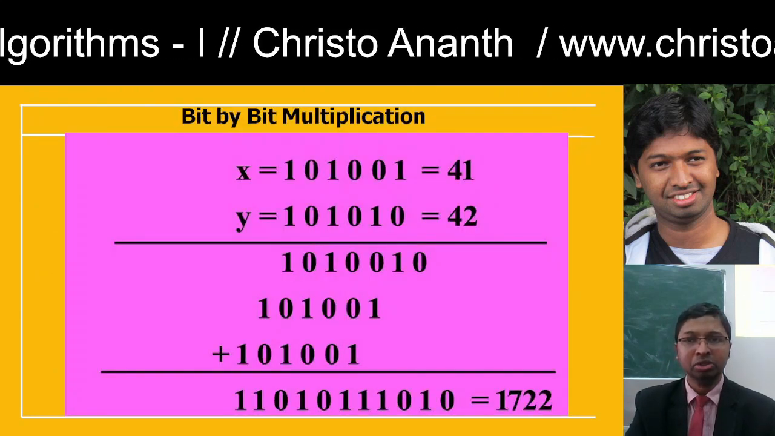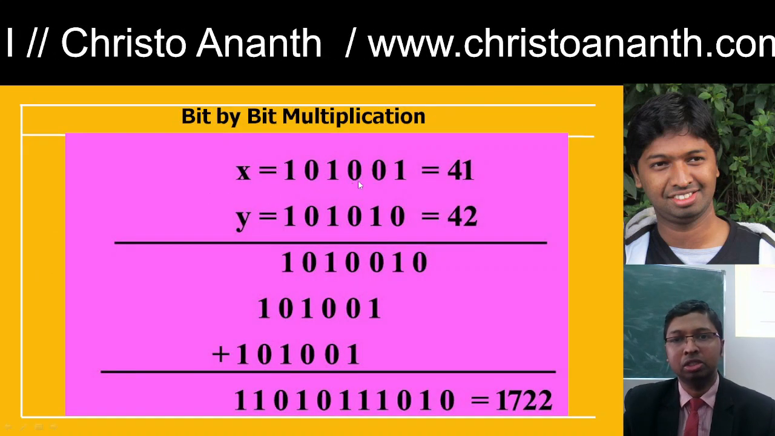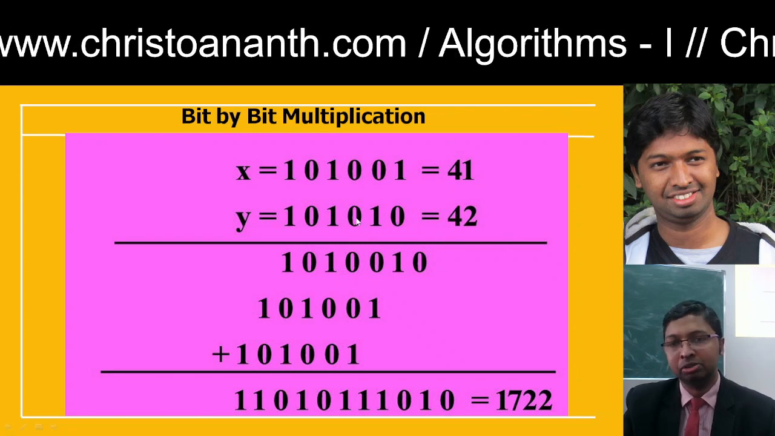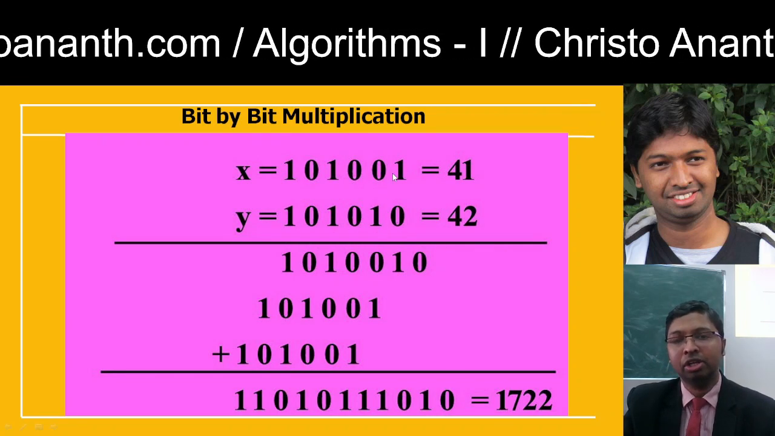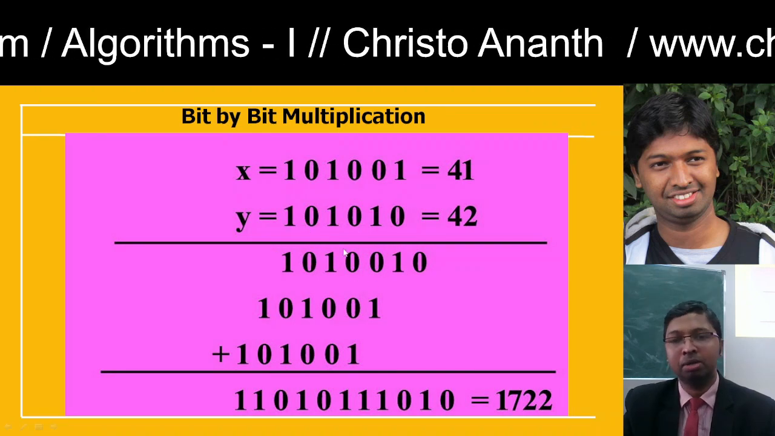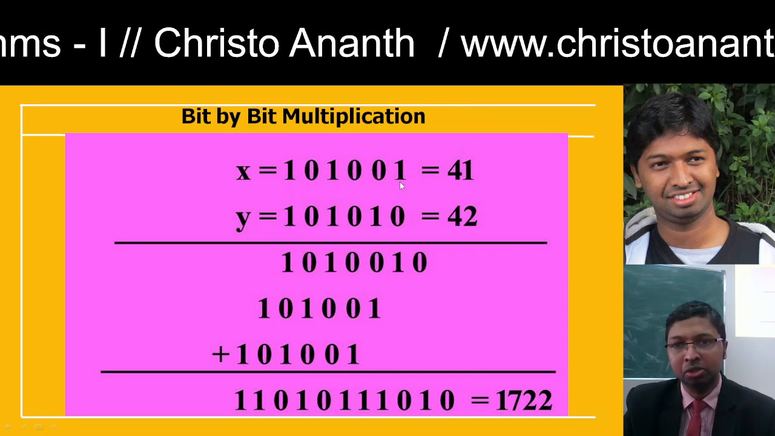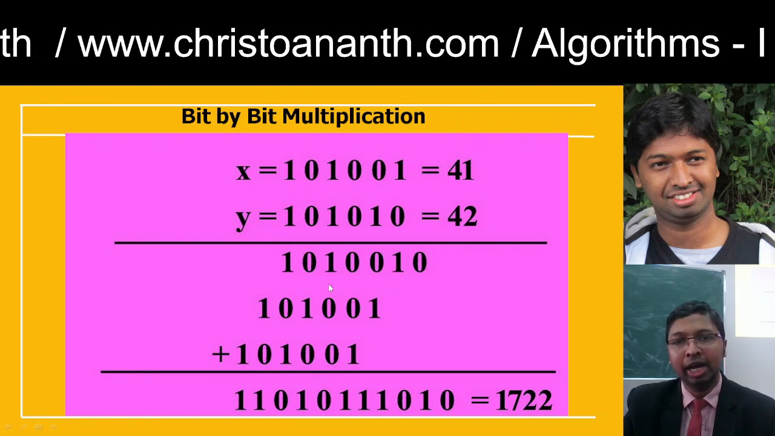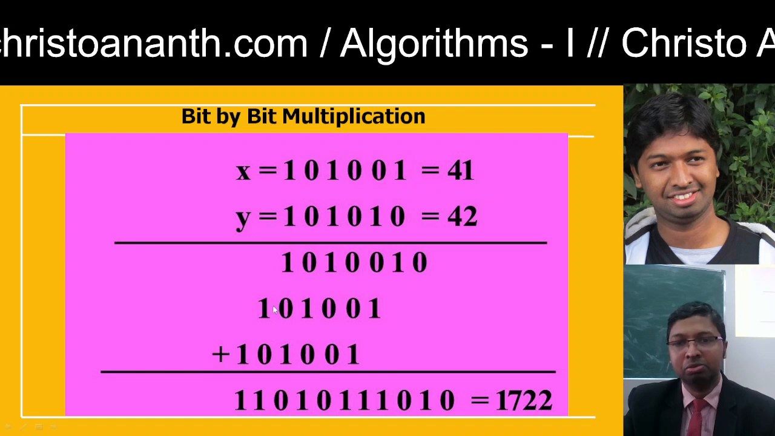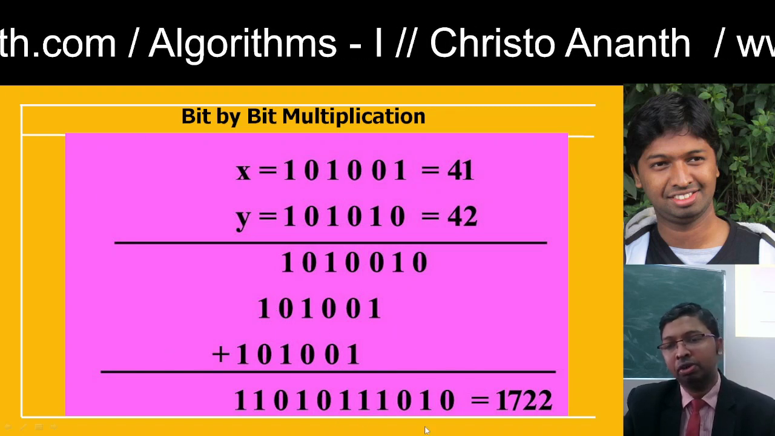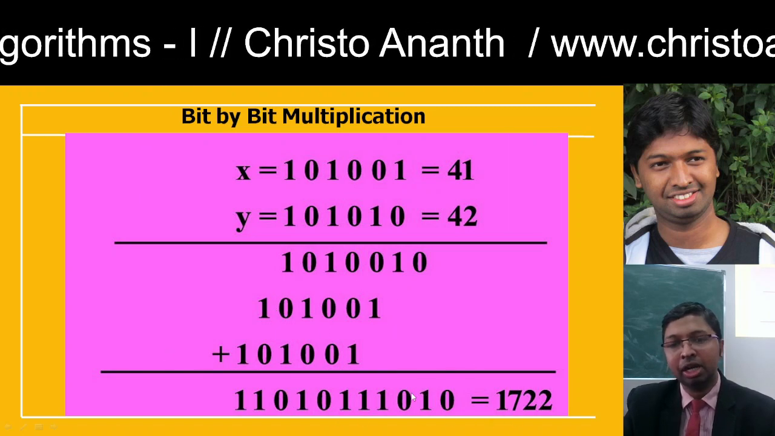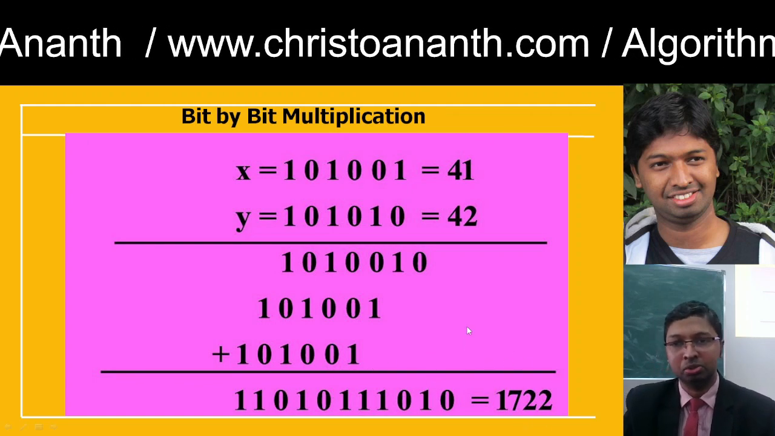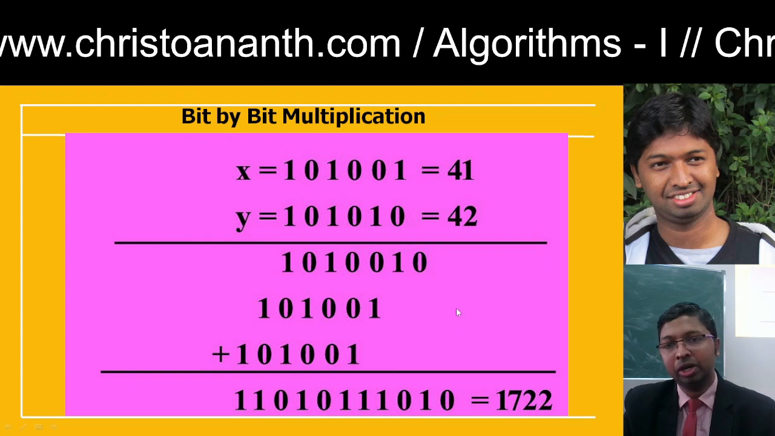Here is an example: x is 101001, which is 41, and y is 101010, which is 42. Just like normal multiplication, you multiply 0 by 1, 0 by 0, and similarly for the next rows. Finally, if you add them and convert the result into decimal, it is 1722, which is the same as the product.